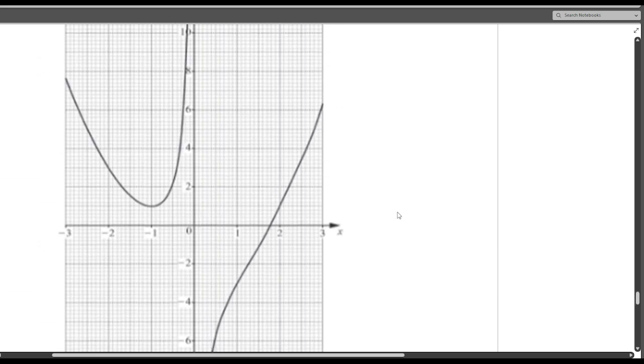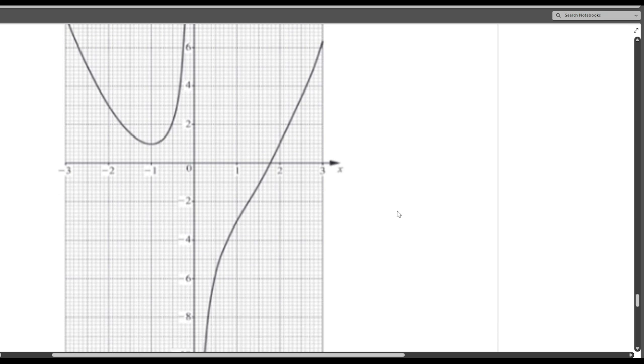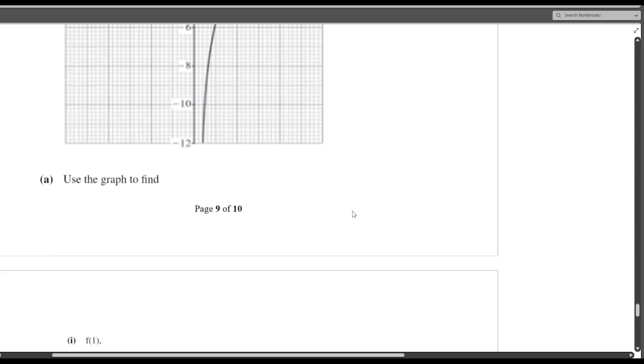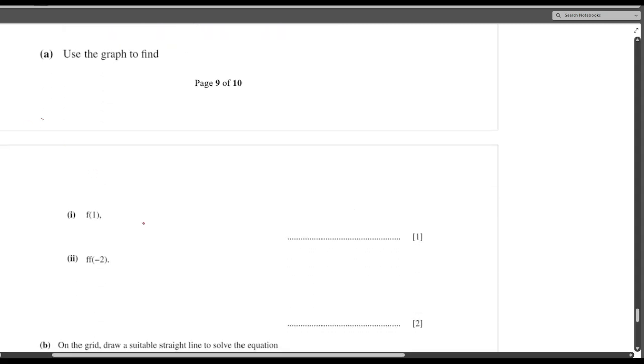Now when x is equal to 1, what is y? So when x is equal to 1, I will draw a vertical line like this, and this is my y value, which is minus 3. So here f of 1 is minus 3.